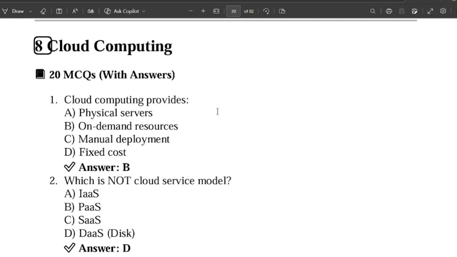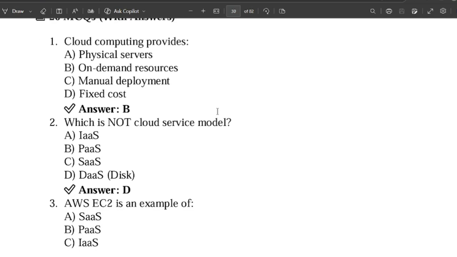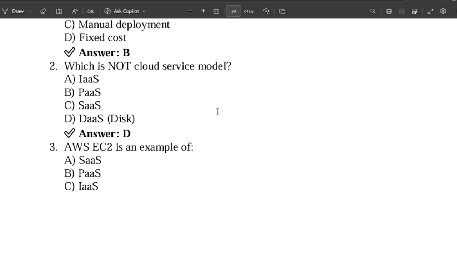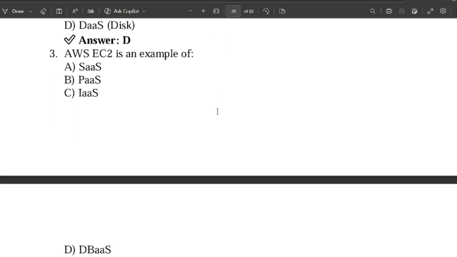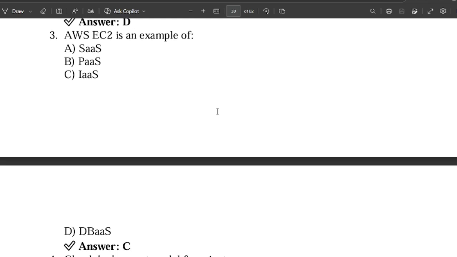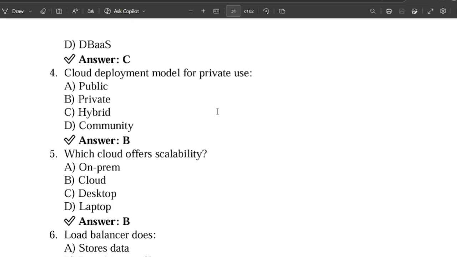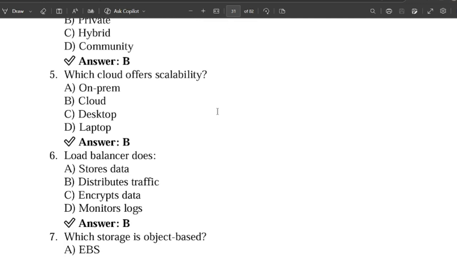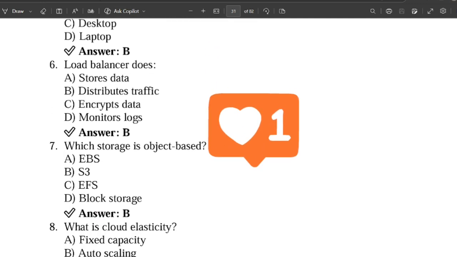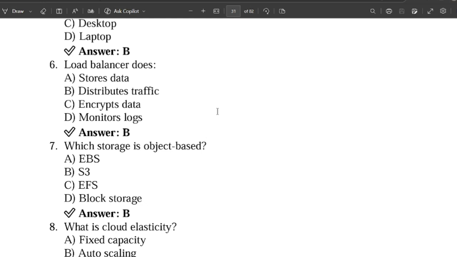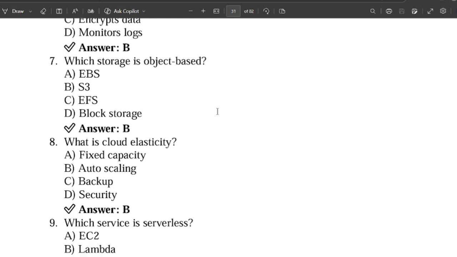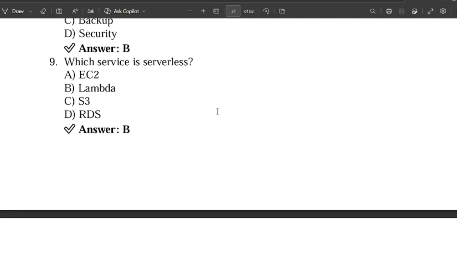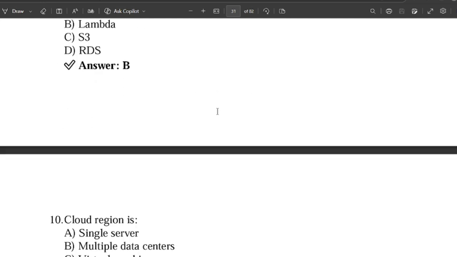UPI. Cloud computing. Cloud computing provides on-demand resources. Which is not a cloud service model? DAS, direct attached storage. AWS EC2 is an example of IaaS. Cloud deployment model for private use? Private. Which cloud offers scalability? Cloud. A load balancer distributes traffic. Which storage is object-based? S3. What is cloud elasticity? Auto scaling. Which service is serverless? Lambda.